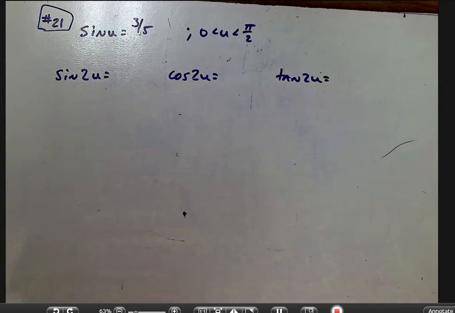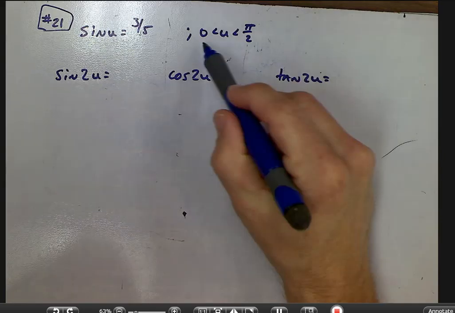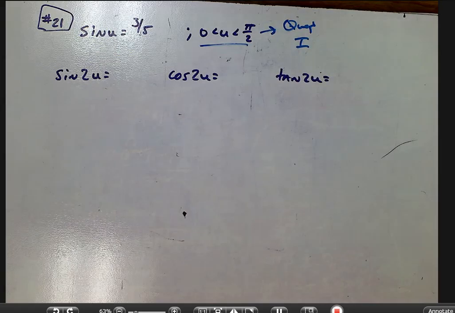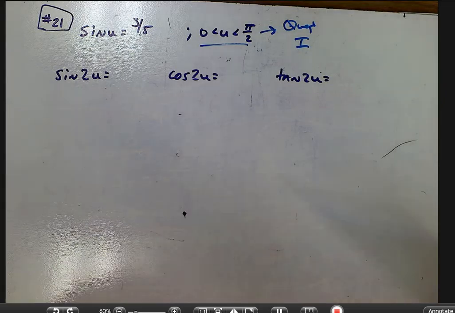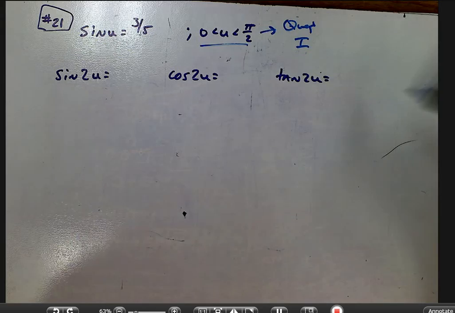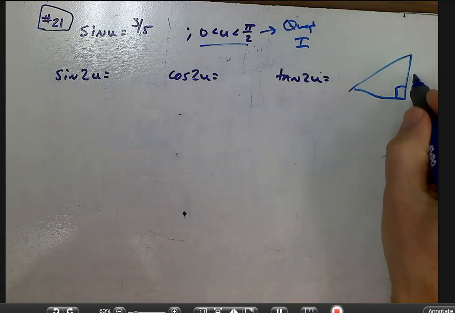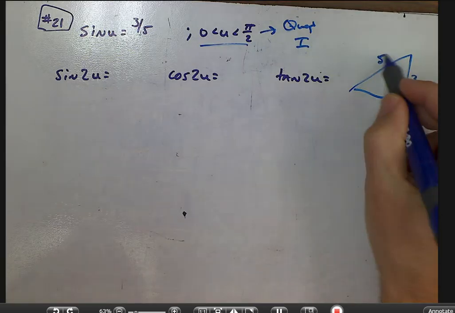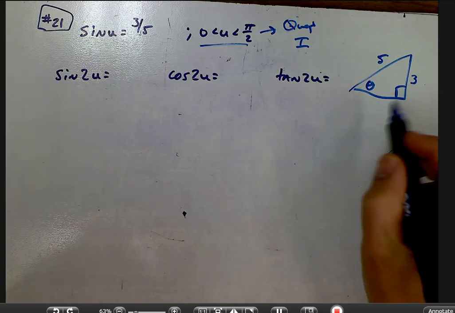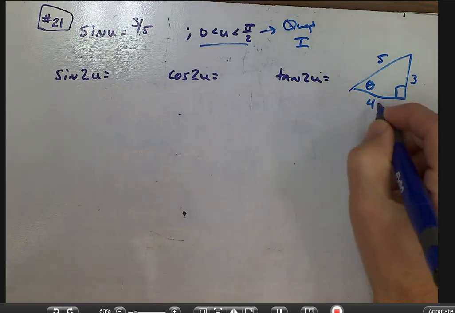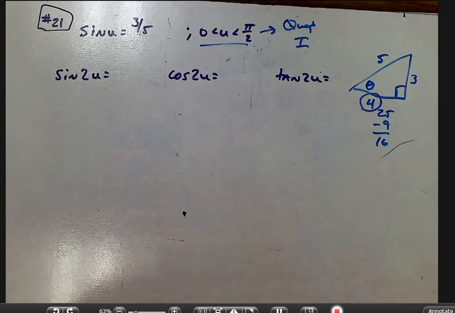Okay, we know that this information here tells me it's first quadrant. That means that sine, cosine, and tangent are all going to be positive. It makes it a little bit easier. We also know that we're going to figure out what these other sides are. So sine is opposite 3 over hypotenuse 5. So to find the other side, take 25 minus 9, which is 16. Therefore, the square root of that is 4. So the missing side of the triangle is 4.